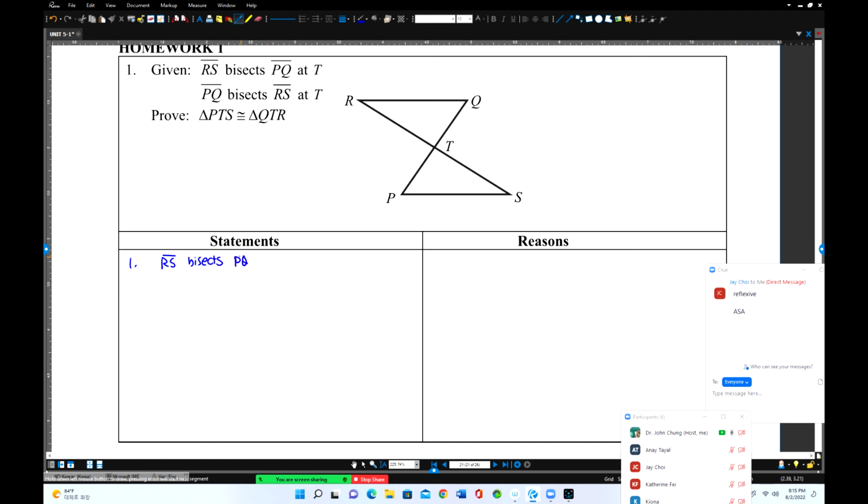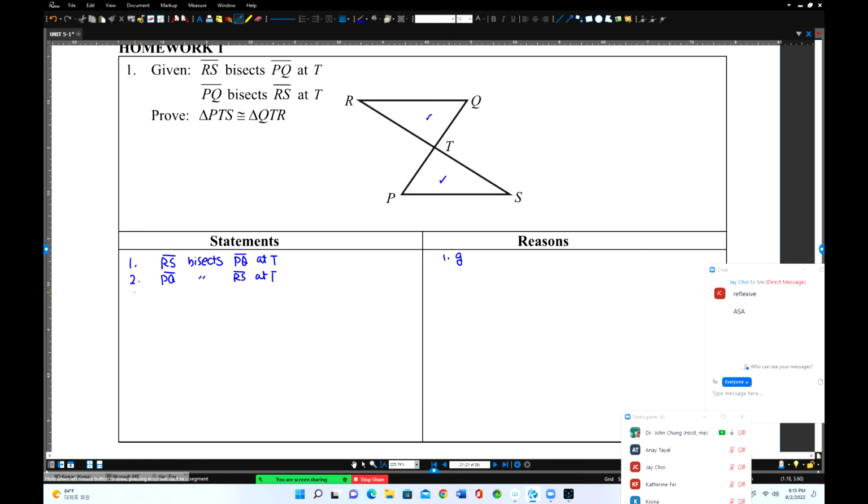PQ at T. Okay, I'm going to write all the given first, okay? All given first. And also PQ bisects RS at T. That means what? These two line segments bisect each other, right? Now we're going to prove triangles PTS and QTR are congruent.